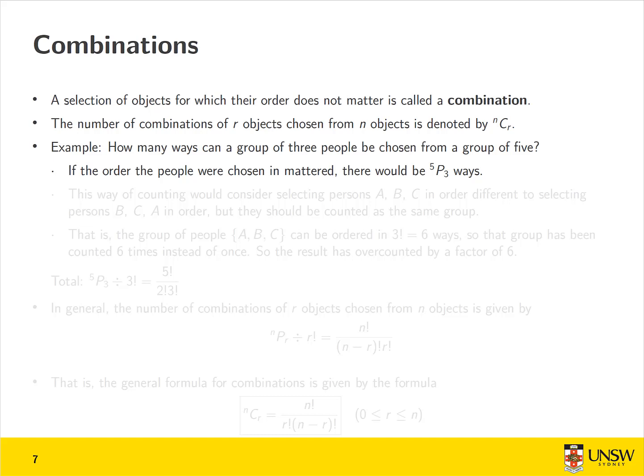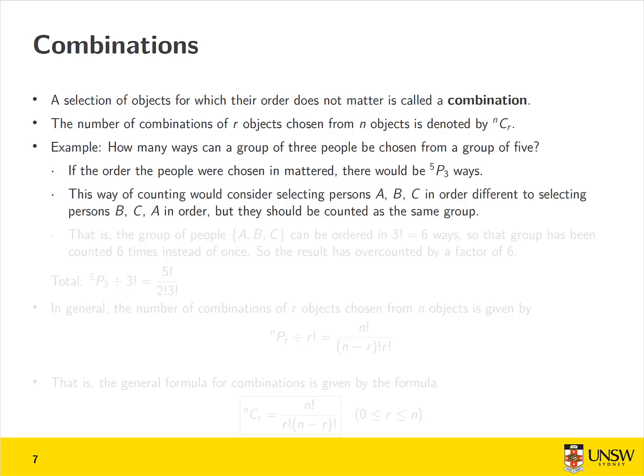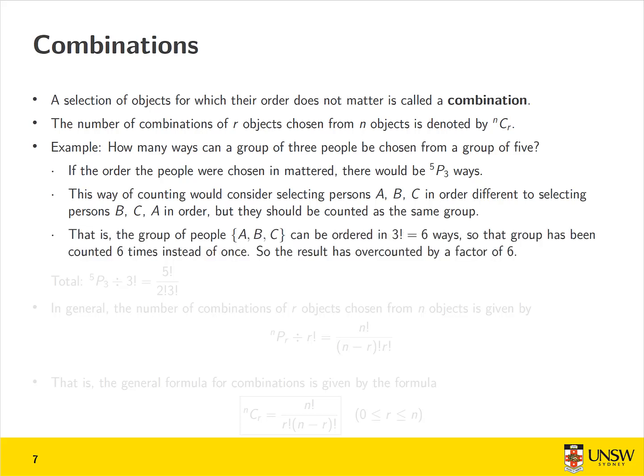However, counting groups in this manner would, for example, consider the group formed by selecting the people A, then B, and then C, different to the group formed by selecting B, then C, then A, despite these ultimately forming the same group. In fact, the group of people A, B, and C would be counted 6 different times in this case, since there are 3 factorial, or 6, different ways to arrange the people A, B, and C.